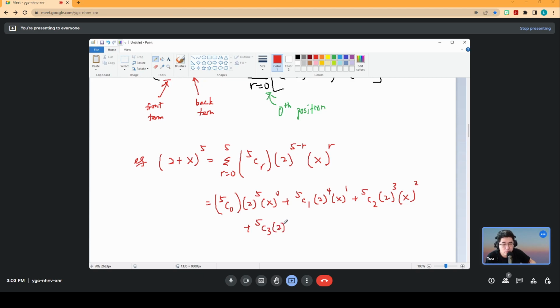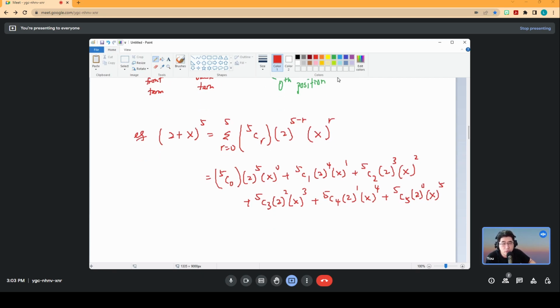5C3, 2 power 2, x power 3. 5C4, 2 power 1, x power 4. 5C5, 2 power 0, x power 5. So all you need to do is just press everything inside the calculator and you actually get the number.